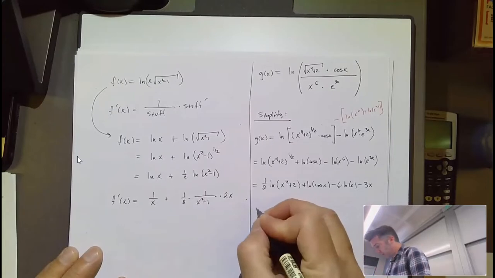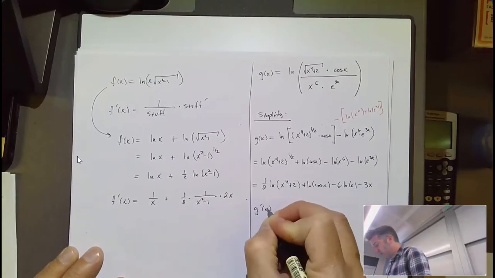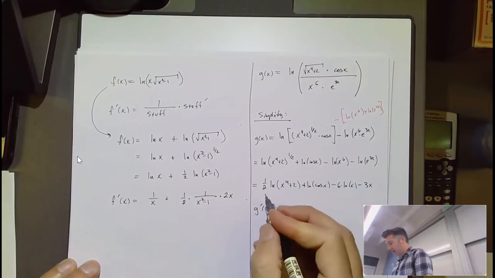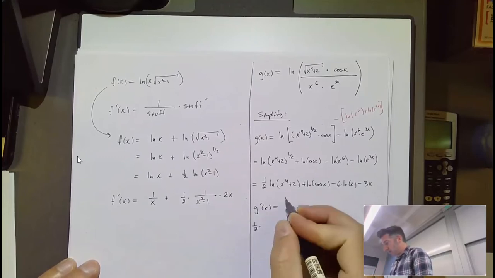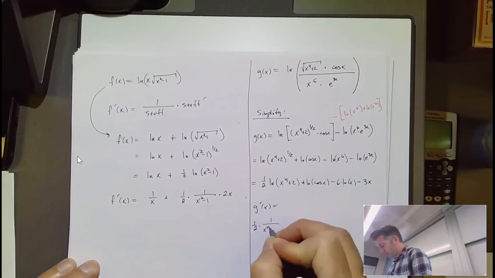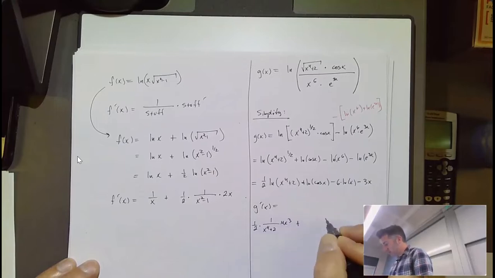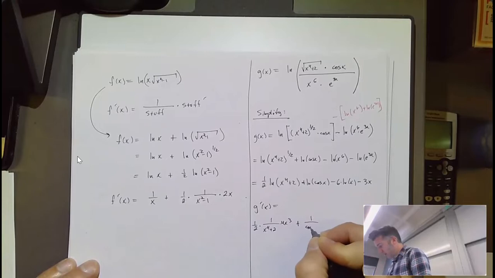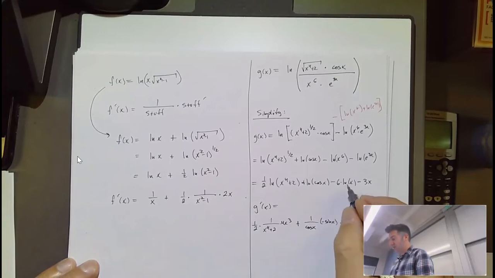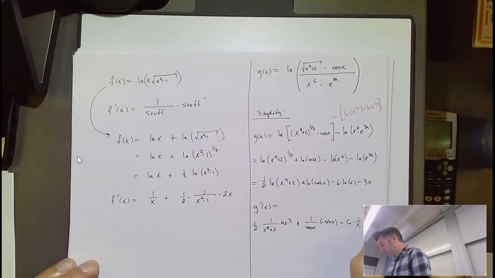So now we can actually say that the derivative is going to be, well, let's see. I'm going to have 1/2 times 1 over the stuff times the derivative of the stuff, plus 1 over cosine of x times the derivative of cosine, which is negative sine of x, minus 6 times the derivative of the natural log of x, which is 1 over x, and minus the derivative of 3x, which is 3.